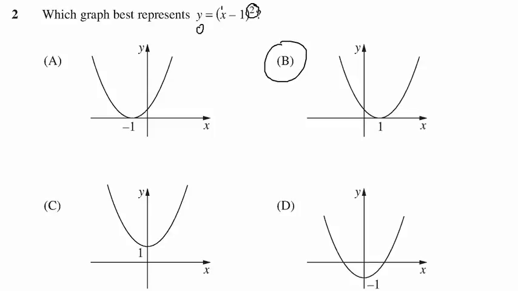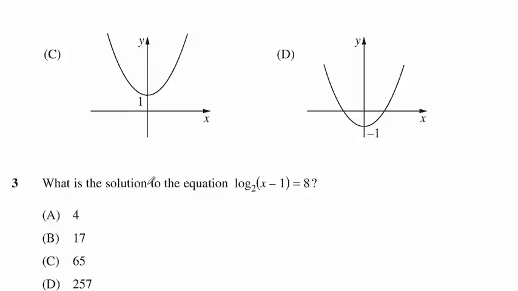Alright, so now on to question 3. Which is the solution to the equation log base 2 of (x minus 1) equals 8? So what this question is asking is 2 to the power of 8 equals whatever's in this bracket. So 2 to the power of 8 equals 256. So this bracket equals 256.